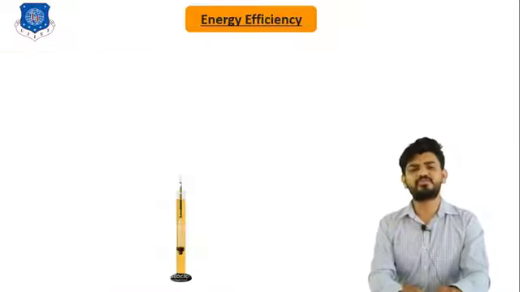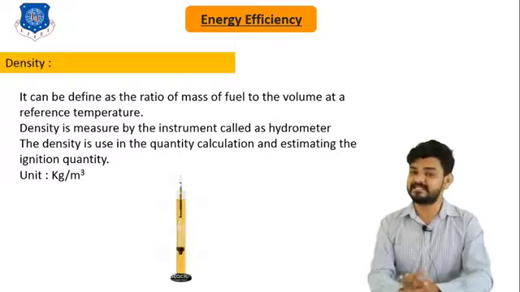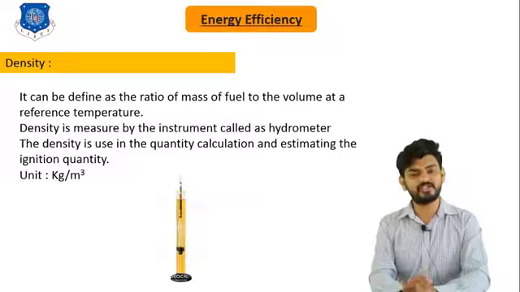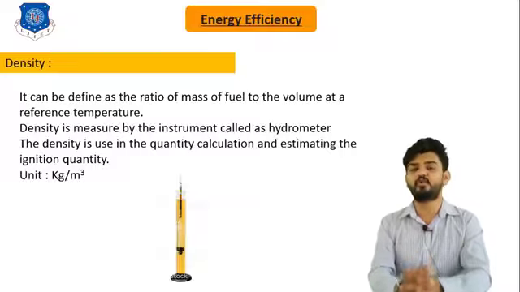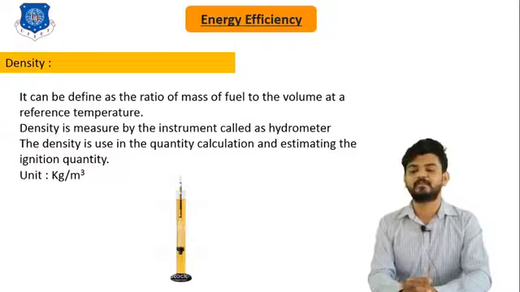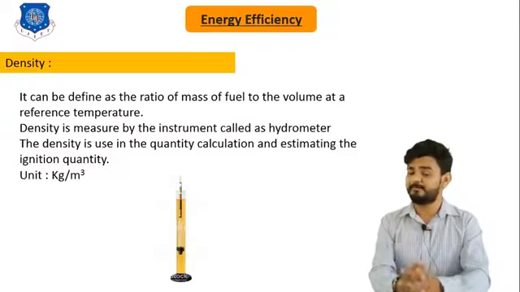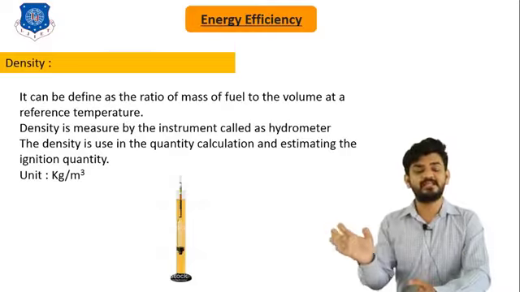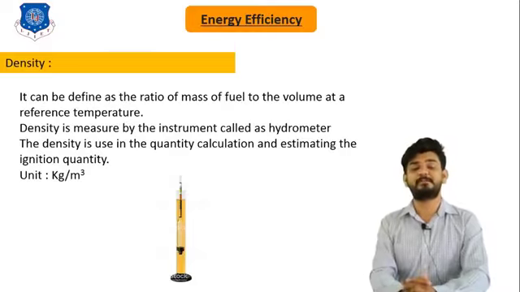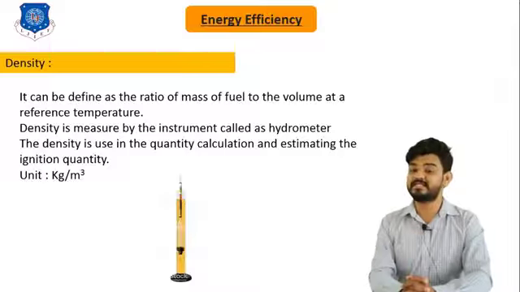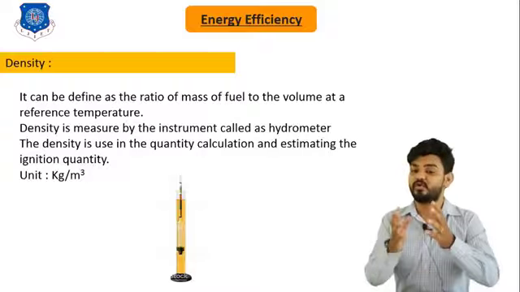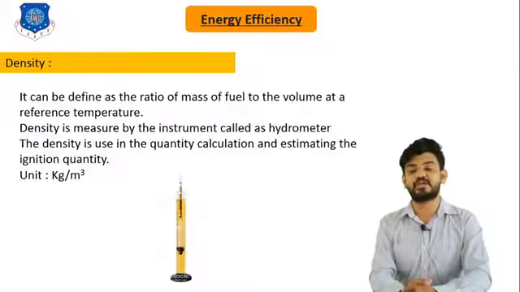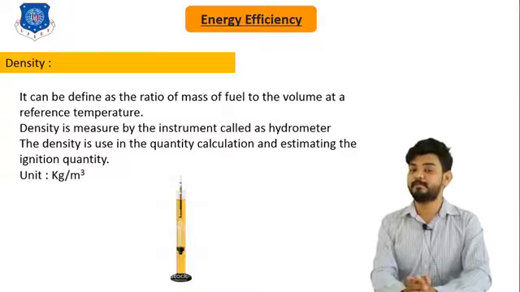Now let's move to the next property, and that is density. Density can be defined as the ratio of mass of fuel to the volume of fuel at reference temperature. Density is measured by the instrument called a hydrometer. You can see this instrument in the image, which is used for the measurement of density. The density is used in quantity calculation and estimation of ignition quantities. Its unit is kg per meter cube.